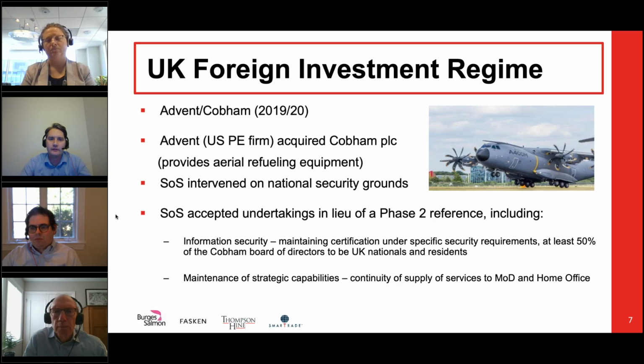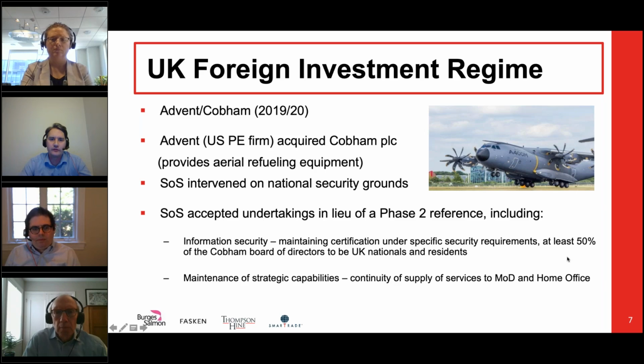In the end, the Secretary of State accepted remedies in place of a full investigation, which could have lasted potentially up to a year. And the remedies were relatively standard type remedies. One of them was requiring at least 50% of the common directors to be UK nationals and residents, and also there was a requirement to maintain strategic capabilities in the UK. So that just gives you a bit of a flavour, hopefully, of the existing regime.